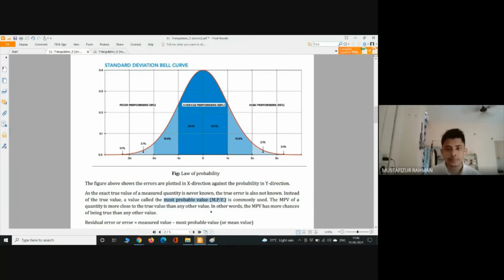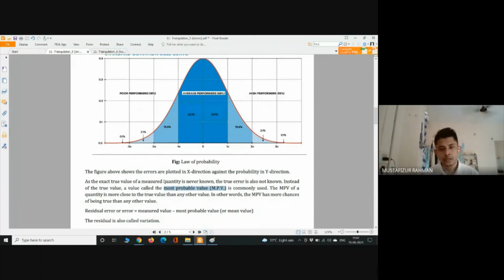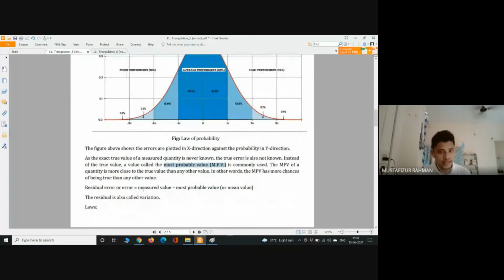So this concept of most probable value is nothing but a mean of all the measurements that we have carried out. Then residual error, or the error, will be given by the measured value minus the most probable value or mean value.